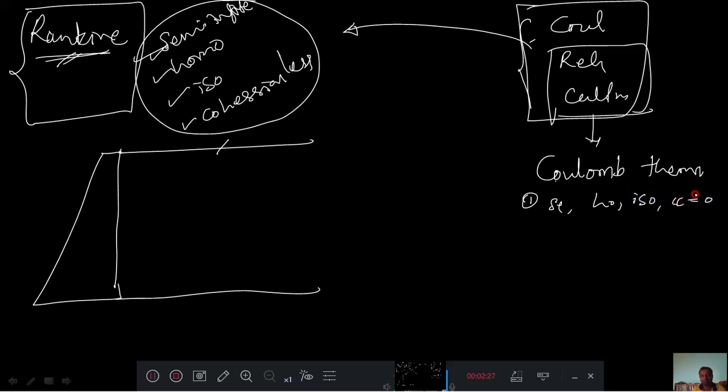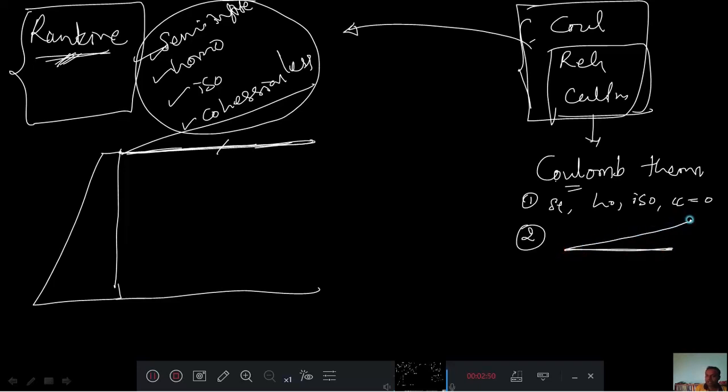All are the same. And coming to Rankine's method, Rankine said that the top surface must be plane, either horizontal or inclined. The second thing assumed by Coulomb is also the same, that the backfill must be planar, either horizontal or inclined.